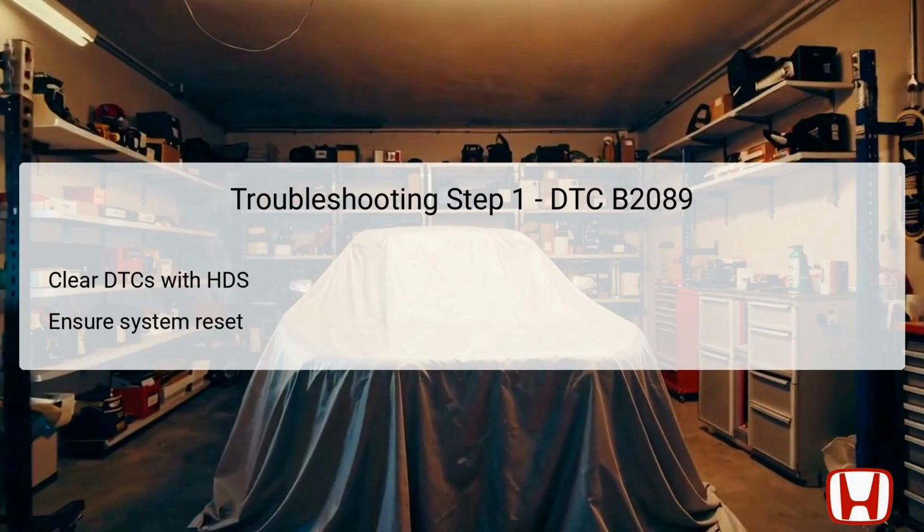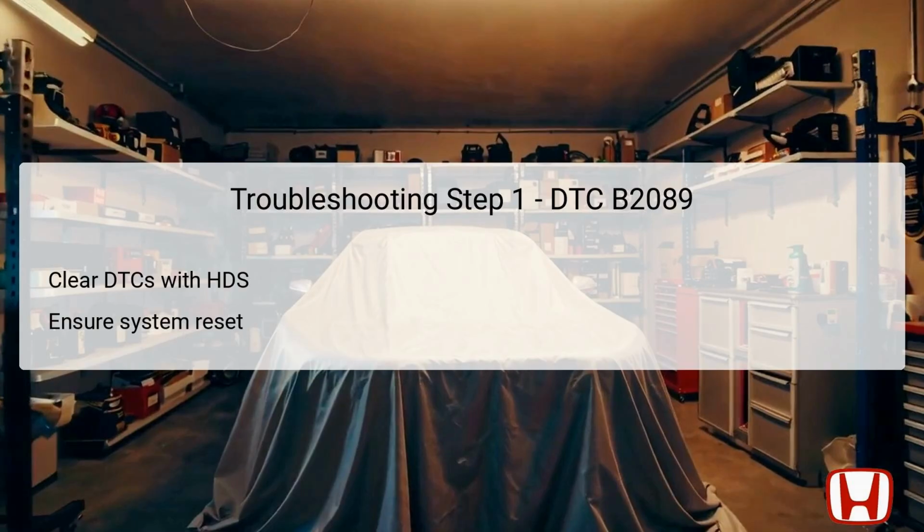The first step in troubleshooting DTC B2089 involves clearing the diagnostic trouble codes, DTCs, using the Honda Diagnostic System, HDS. This tool is crucial as it resets the system, allowing for a fresh evaluation of the sliding door's operation. By erasing existing codes, technicians can determine if the error persists or if it was a temporary glitch.